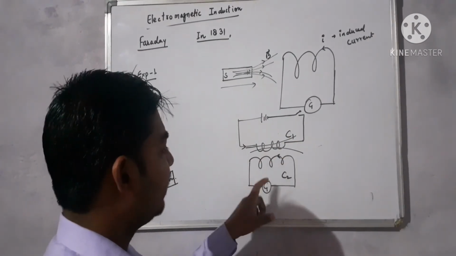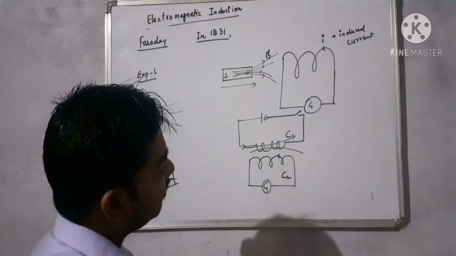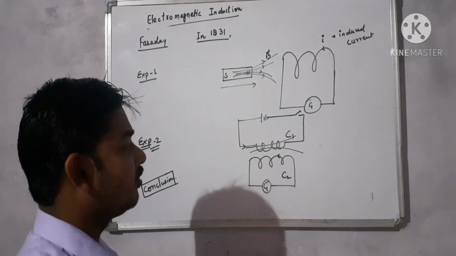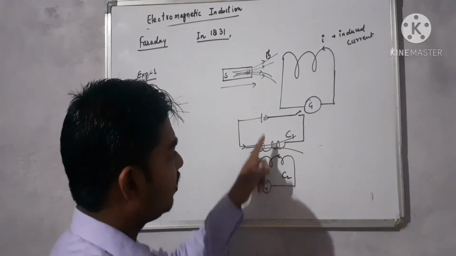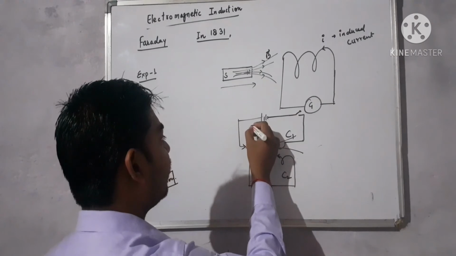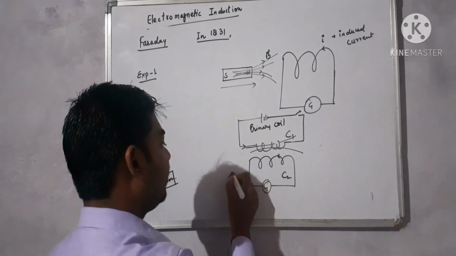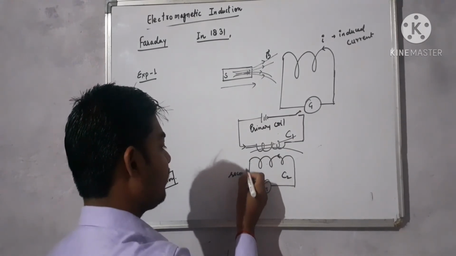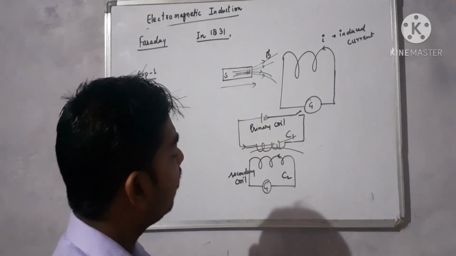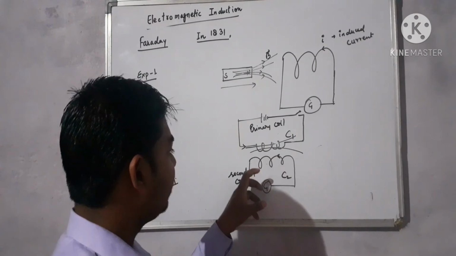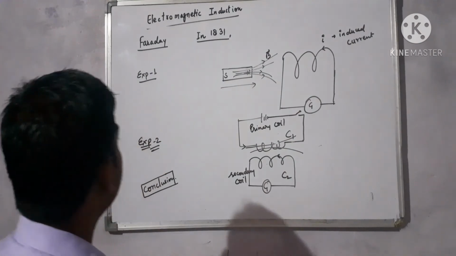That's why there is an induced EMF, and he also observed that when the change stops, the induced EMF also stops. Means if we stop changing the current in the first coil, known as the primary coil, and this is the secondary coil, then the induced EMF in the secondary coil also stops. What is the conclusion of this study?